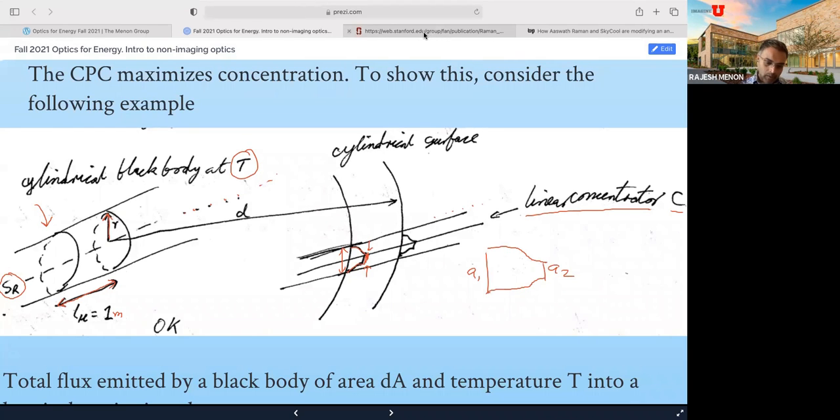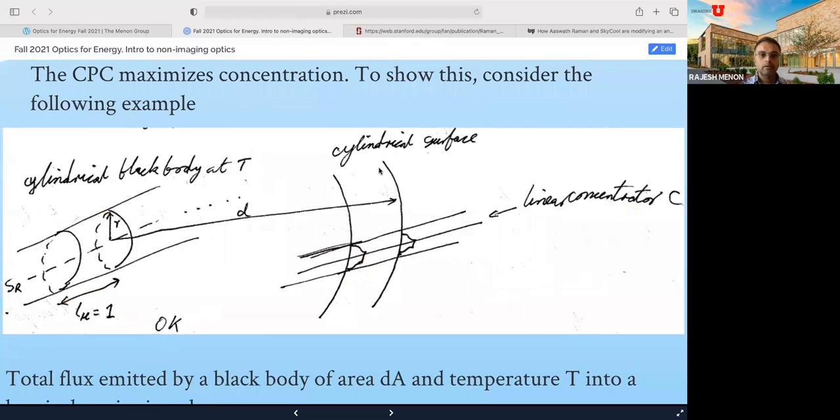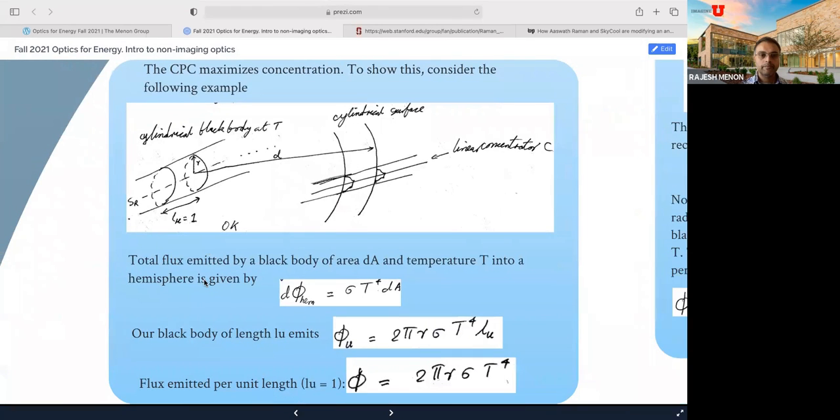Okay, now, we're going to assume both of these are embedded in a universe, in space, basically at 0 Kelvin. Okay, so far so good. That's just defining the problem. Now, total flux emitted by a black body of a given area dA and a temperature T into a hemisphere, because first of all, this is going to emit in all directions, right?